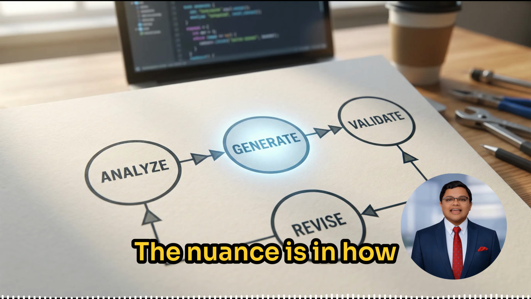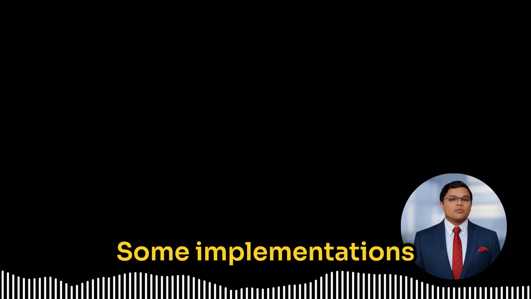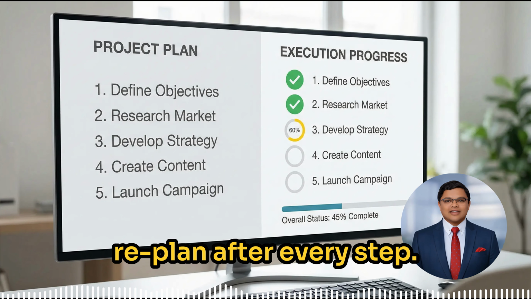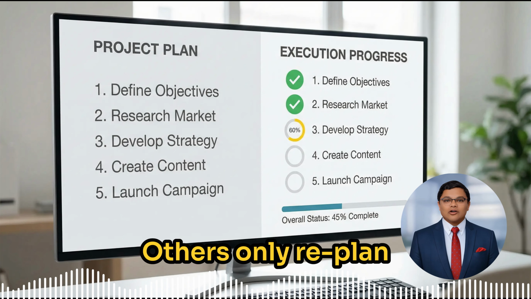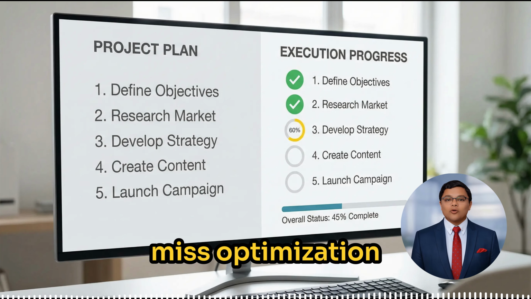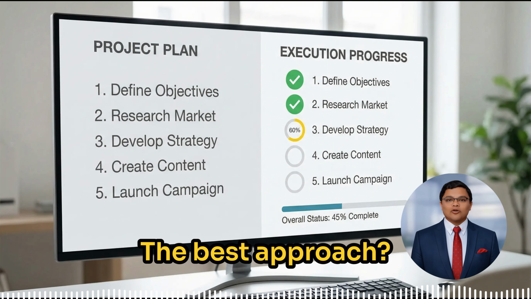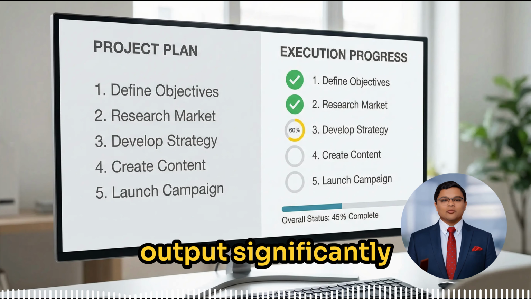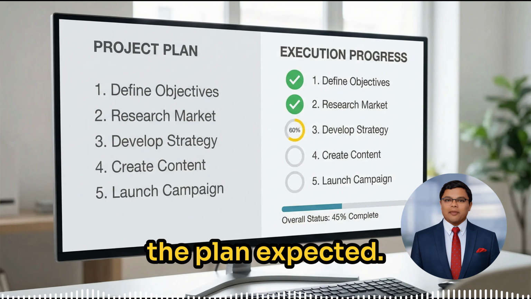The nuance is in how replanning is triggered. Some implementations replan after every step, expensive but adaptive. Others only replan on failure or surprise, cheaper but might miss optimization opportunities. The best approach? Replan when the actual output significantly deviates from what the plan expected.